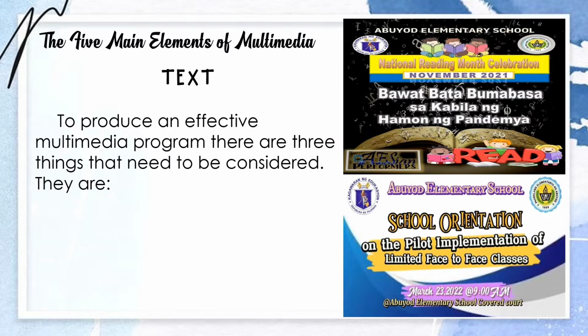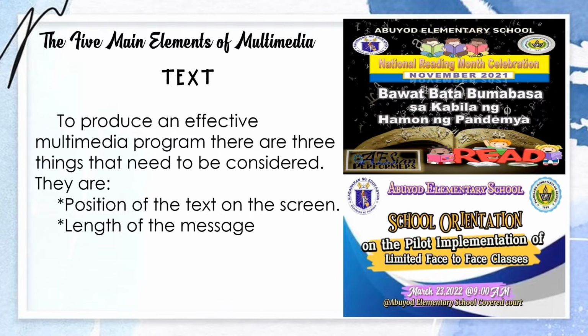To produce an effective multimedia program, there are 3 things that need to be considered. They are position of the text on the screen, length of the message, and legibility of the text.